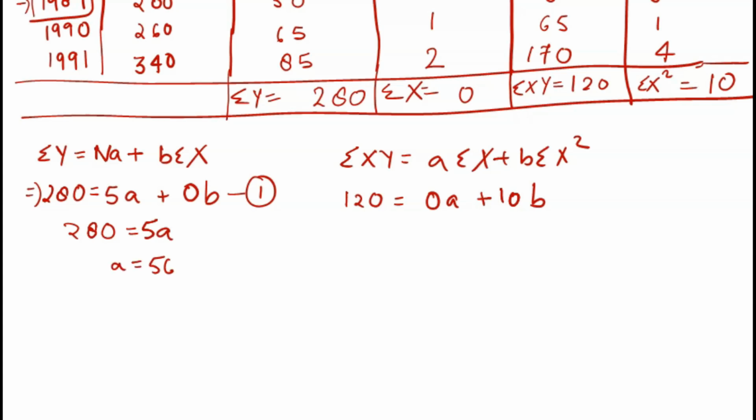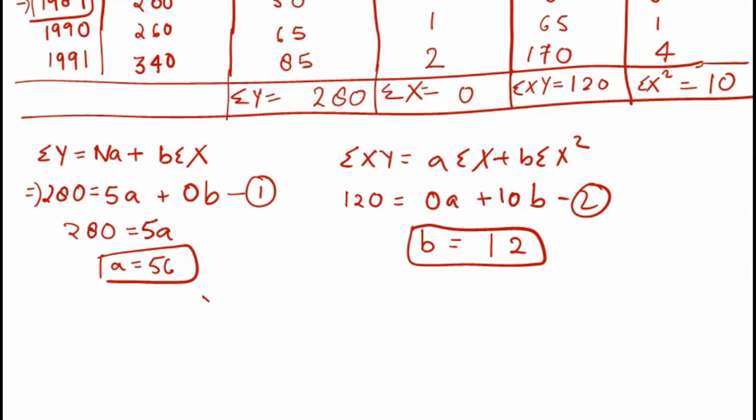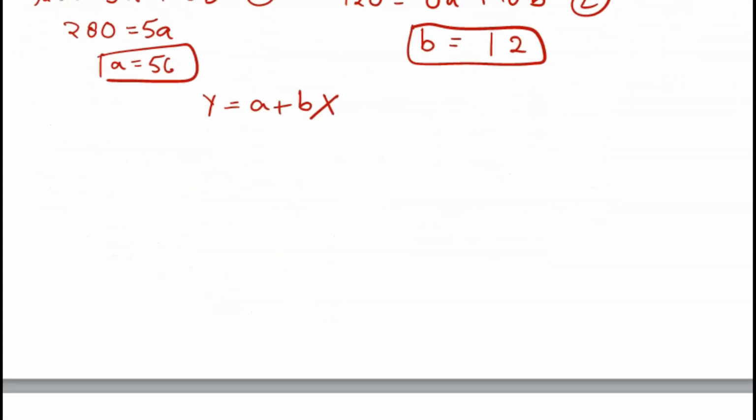Like this we can solve the second equation also. So here b we will get 120 by 10, so we will get b as 12. So now a and b we got. Now we can put this in the equation, y equals a plus bx, and we can find the trend values.